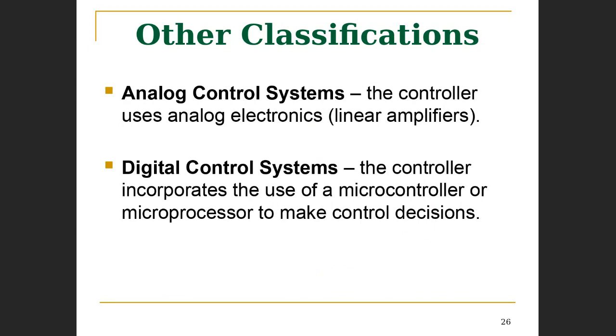Other categories include analog and digital control systems. Today, digital control systems are predominantly used, okay? The difference is that in analog control systems, we would have incorporated the use of analog electronics, like op-amps and so on. Whereas in digital control systems, the use of microcontrollers or microprocessors is what we would use to achieve our control objective.